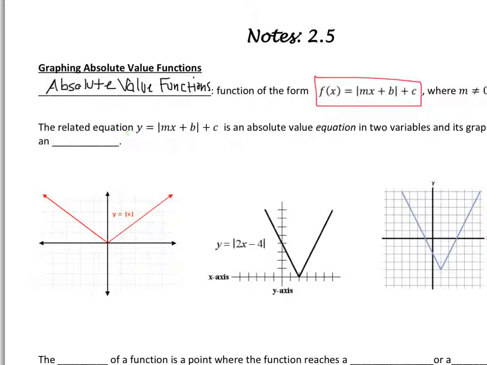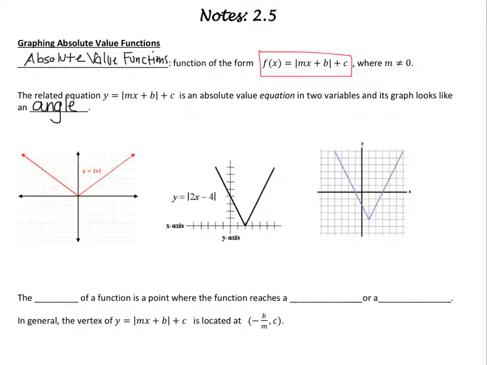And so when it's like this and you graph it, it looks like an angle or a V. And actually, all three of those look like V's, but you could also have one that is flipped upside down. It looks like an A without a crossbar. Okay, that's another example. This first one is special. It's called the parent function.